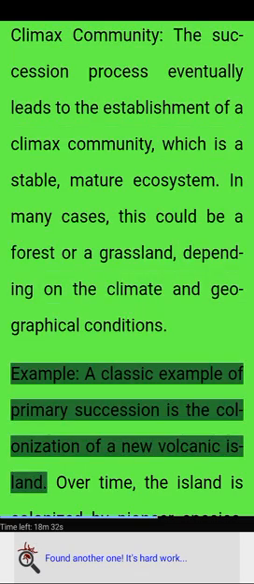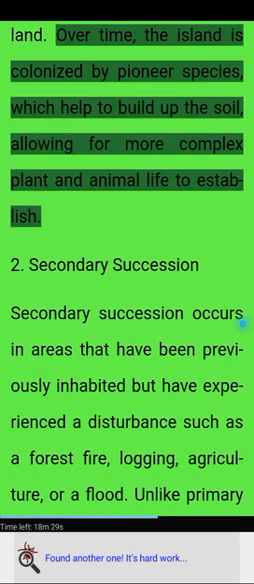Example. A classic example of primary succession is the colonization of a new volcanic island. Over time, the island is colonized by pioneer species, which help to build up the soil, allowing for more complex plant and animal life to establish.